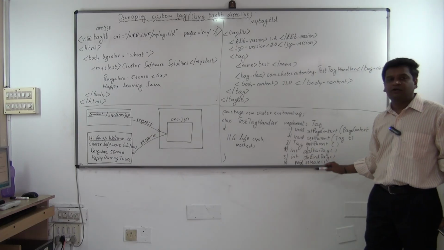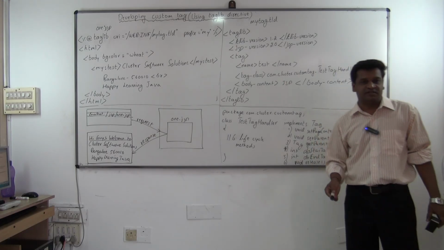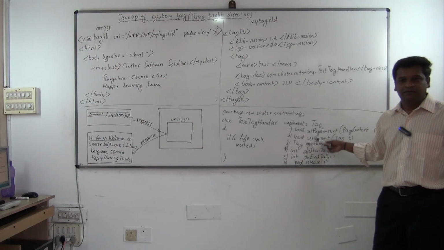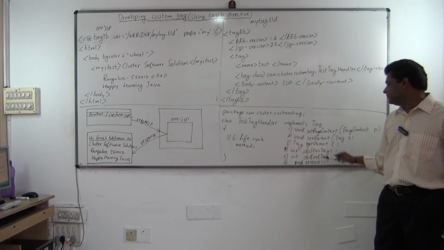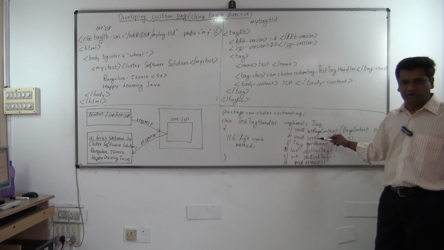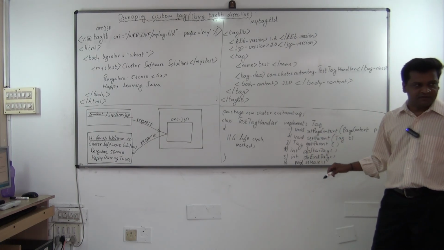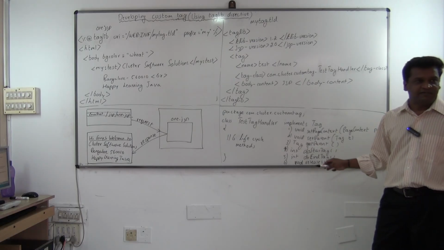And in the release method, what will you be writing? You'll be releasing the resources which were used in your class. Any resource you have used will be released there. So very simple. Other methods are also there: setPageContext, setParent, getParent. We'll see those also. Are you clear with this? These are the 6 lifecycle methods.